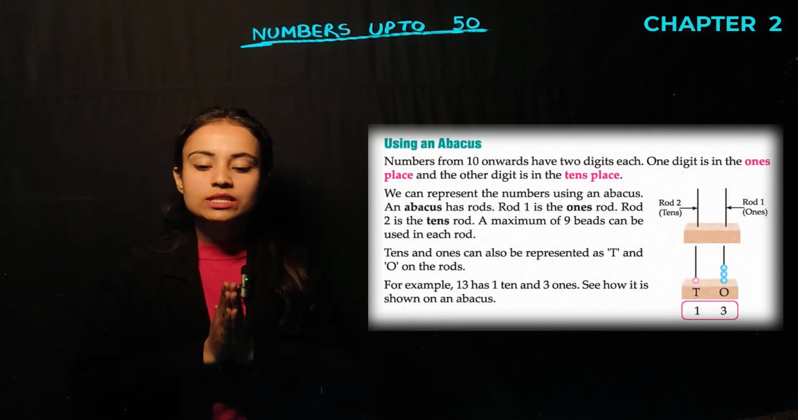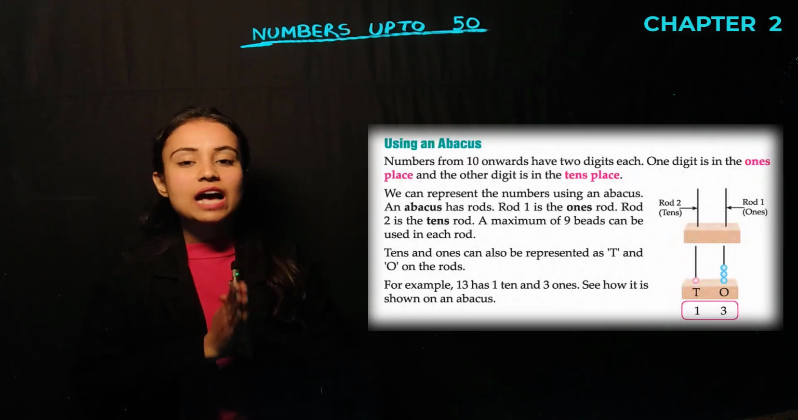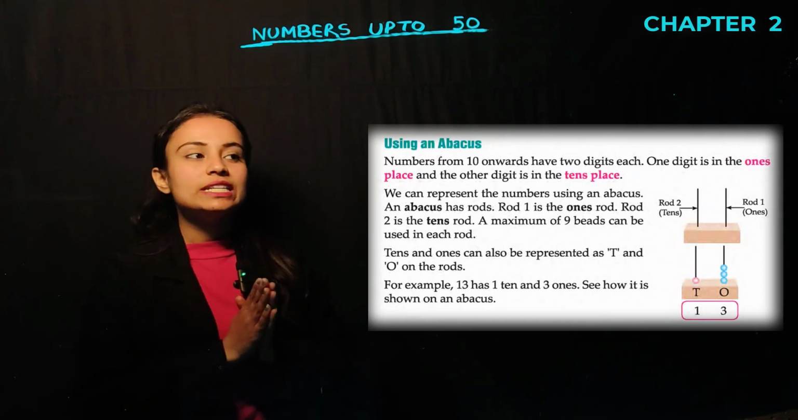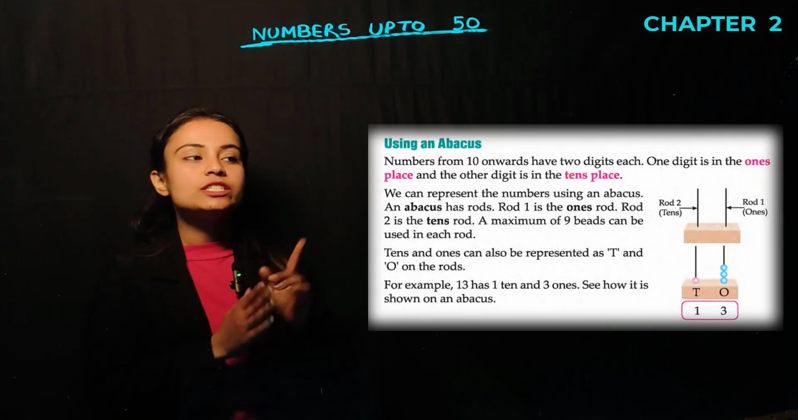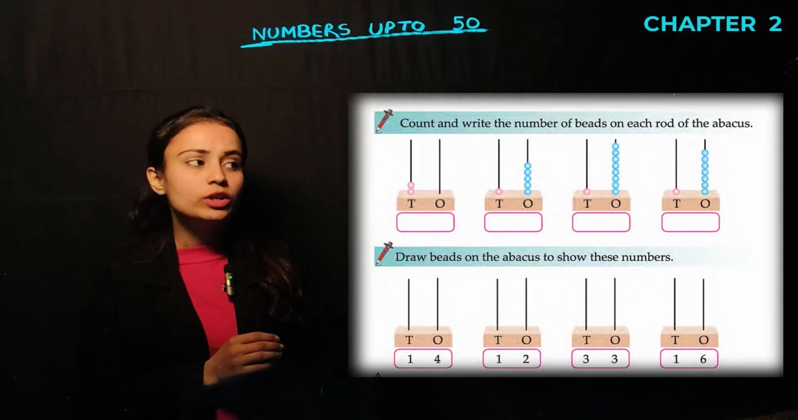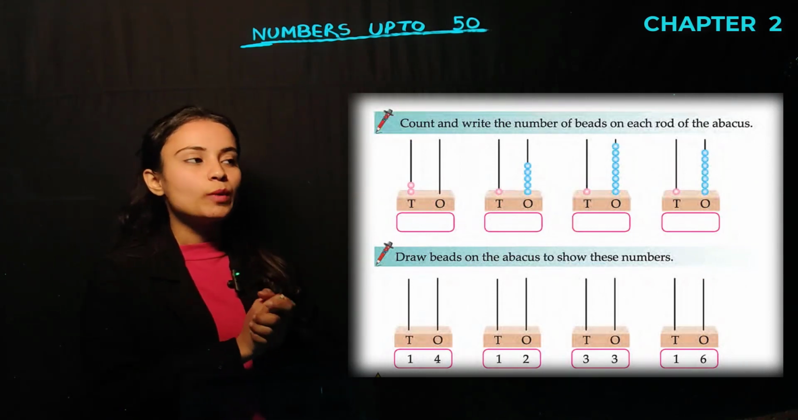Tens and ones can also be represented as capital T and capital O on the rods. For example, 13 has 1 ten and 3 ones. So you can see how it is shown on the abacus. Now let's move on to some questions.